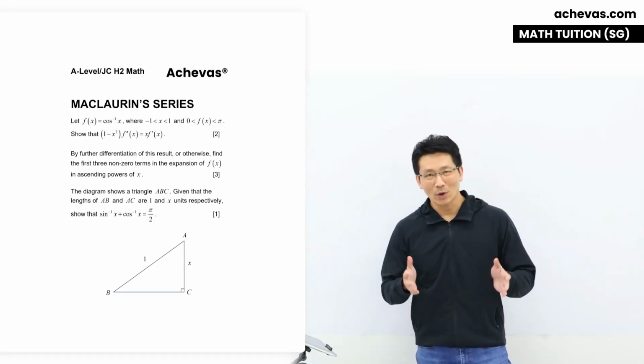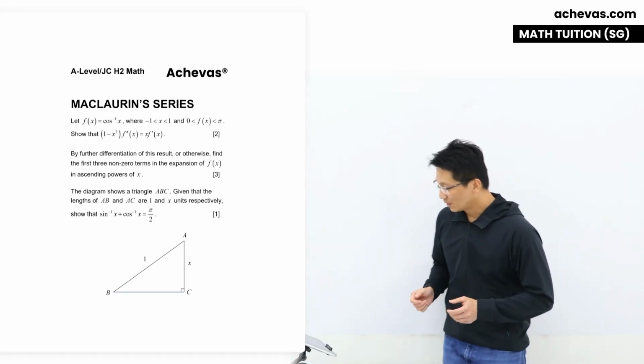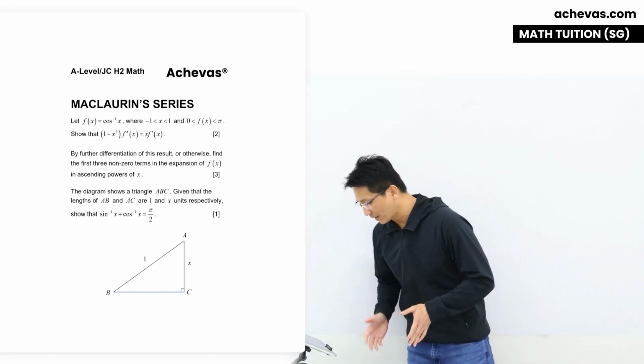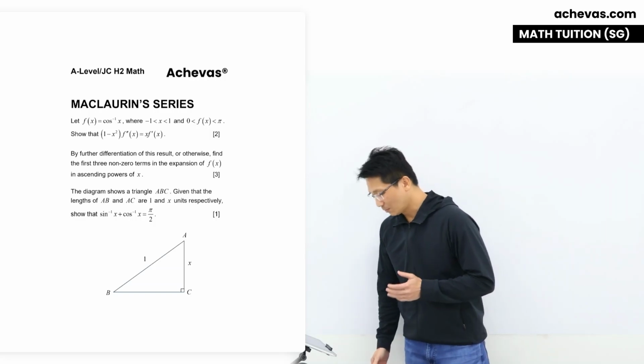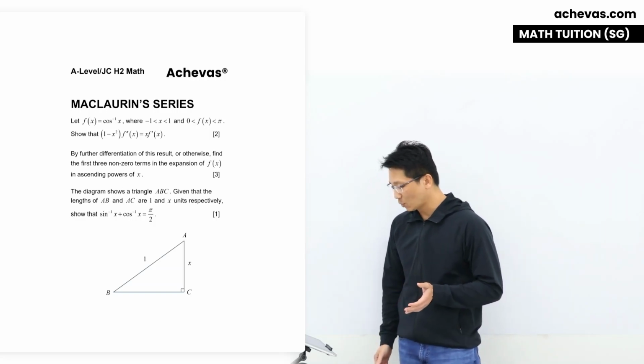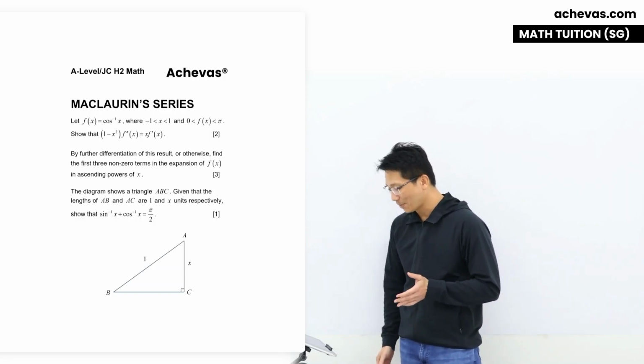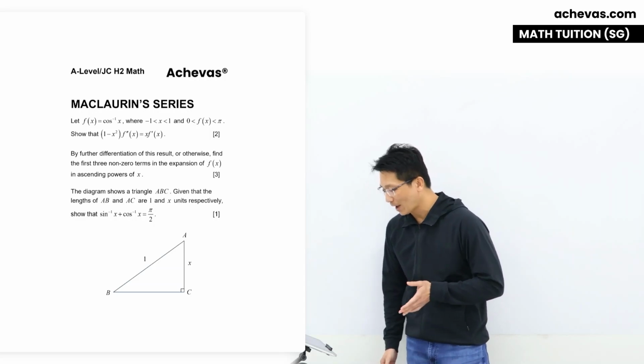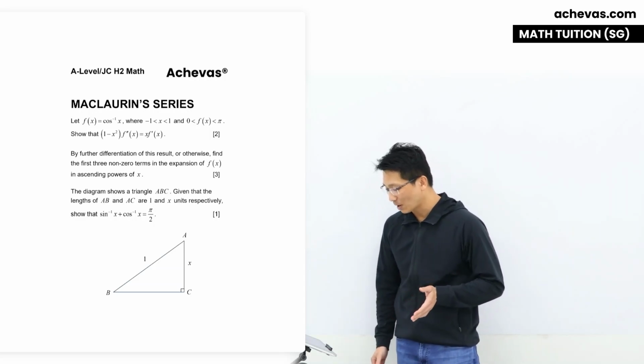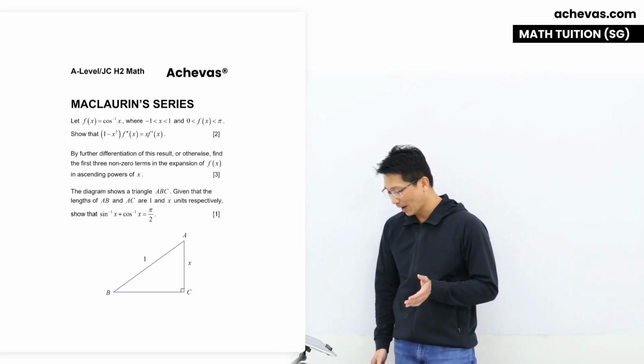Today we are going to take a look at a question of Maclaurin series. We have this question given f(x) equal to cos inverse x, whereby x is between -1 and 1 and f(x) is between 0 and pi. We are supposed to show that (1 minus x squared) f double prime x equal to x f prime x.